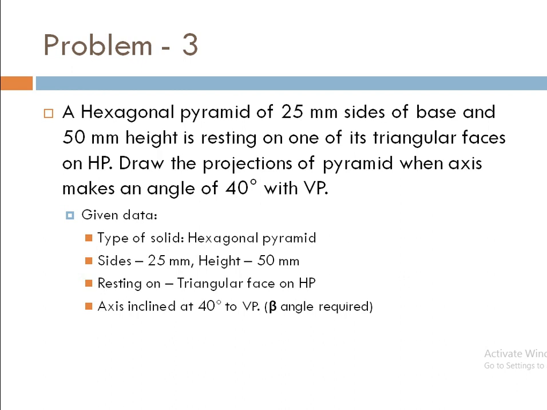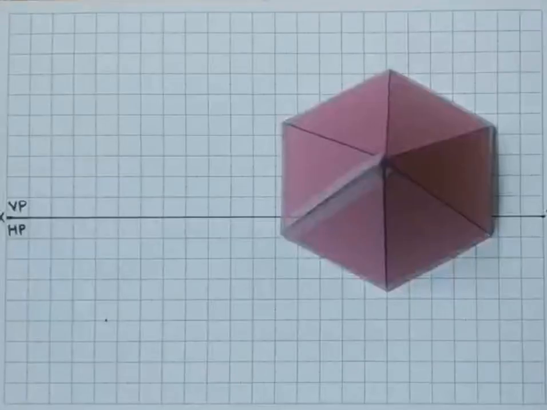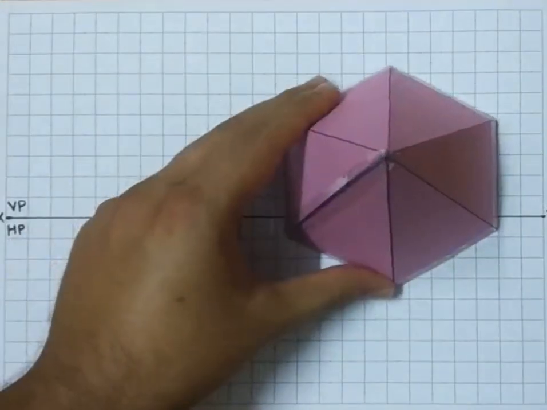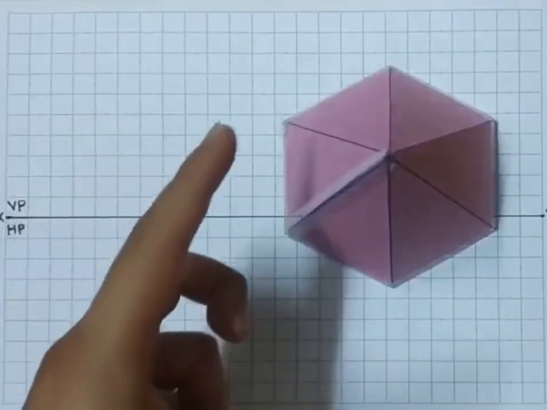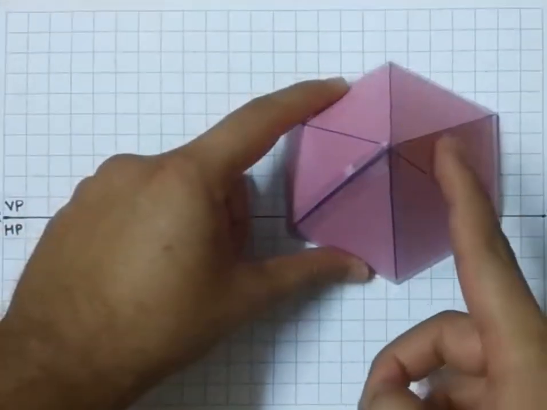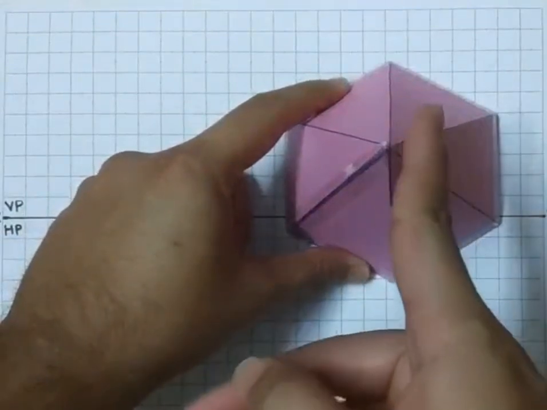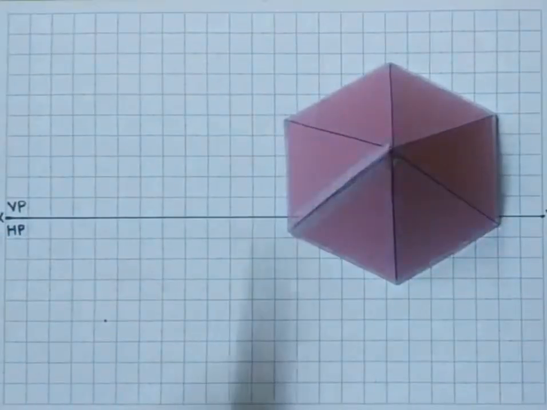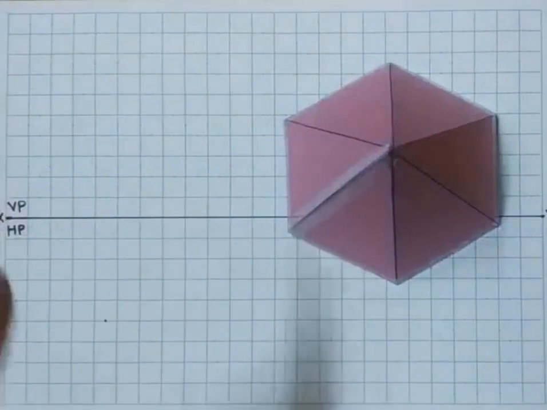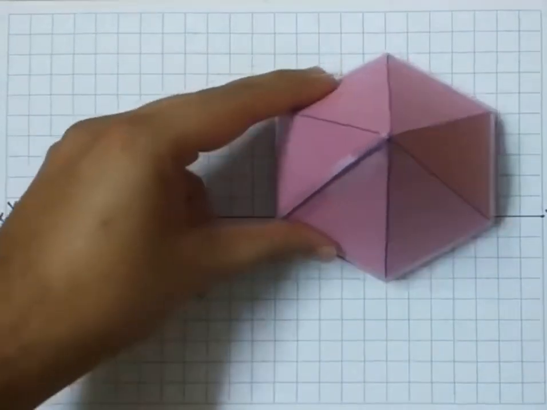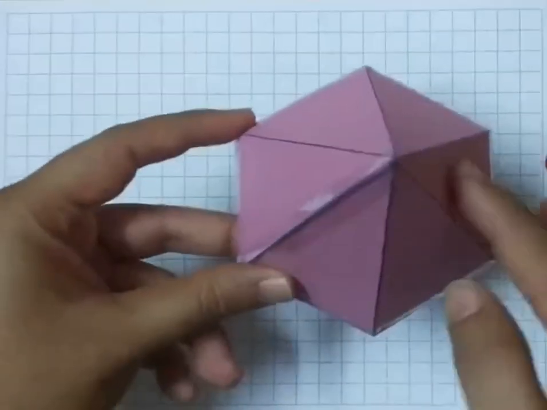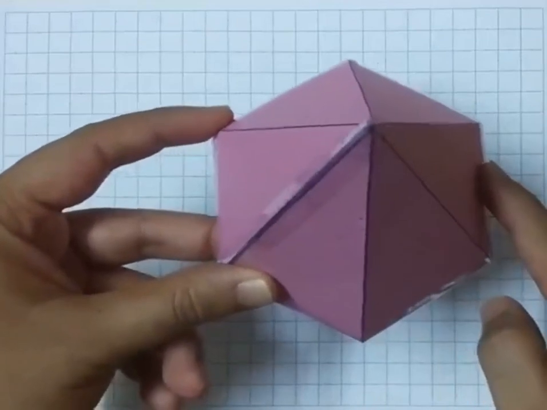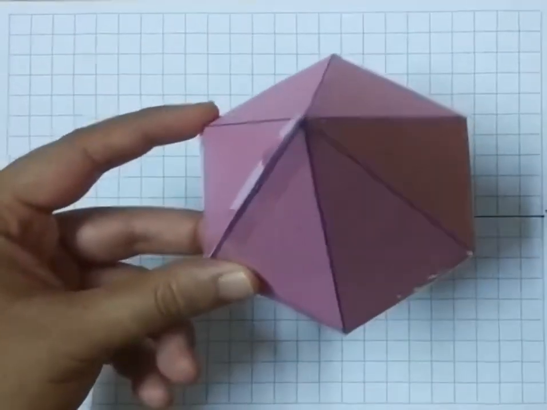Let us solve the given problem. Now we will start solving the given problem. The given problem is a hexagonal pyramid of sides 25 mm and height 50 mm. It is resting on one of its triangular faces on HP and the axis is inclined at 40 degrees to VP.